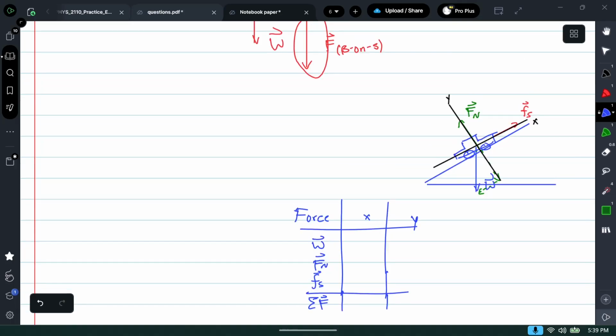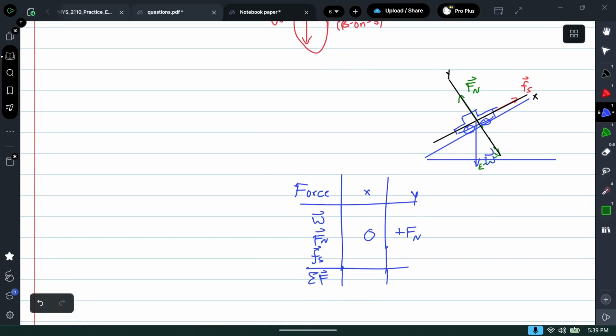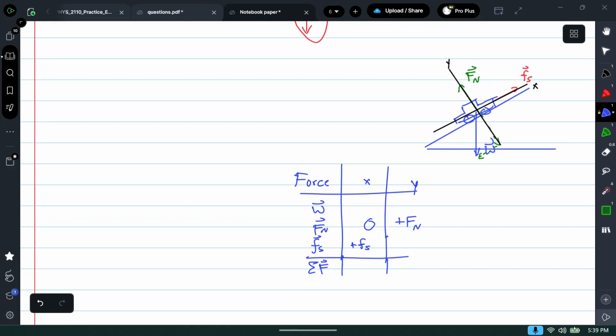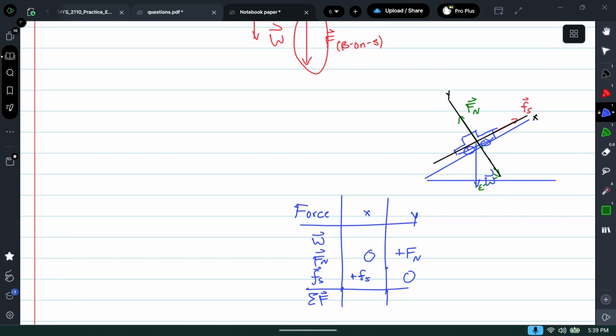All right, start with the easy ones. Normal force only points in the Y direction, and it's in the positive Y. It has no X component. I don't need sine or cosine because the whole thing points along the Y direction. Friction, as I've drawn my axes, points in the positive X direction. It has no Y component. Weight has both X and Y components, which is why it needs sine and cosine to decide how much of the weight is in the X and how much is in the Y.